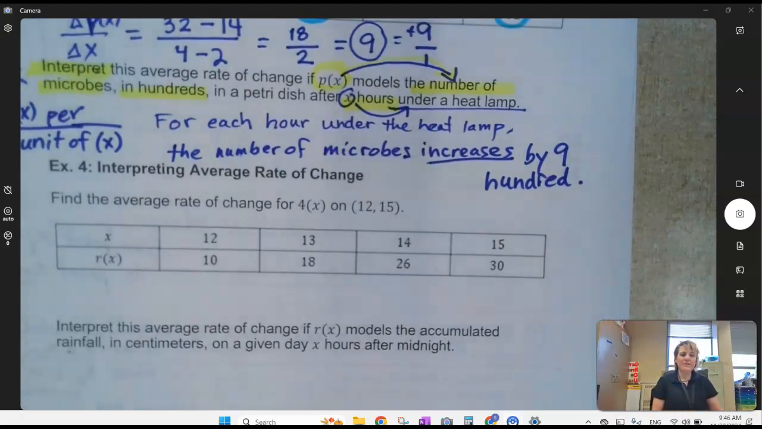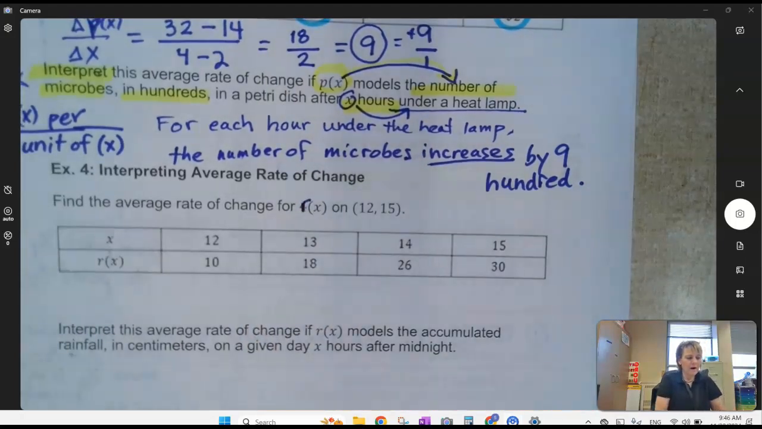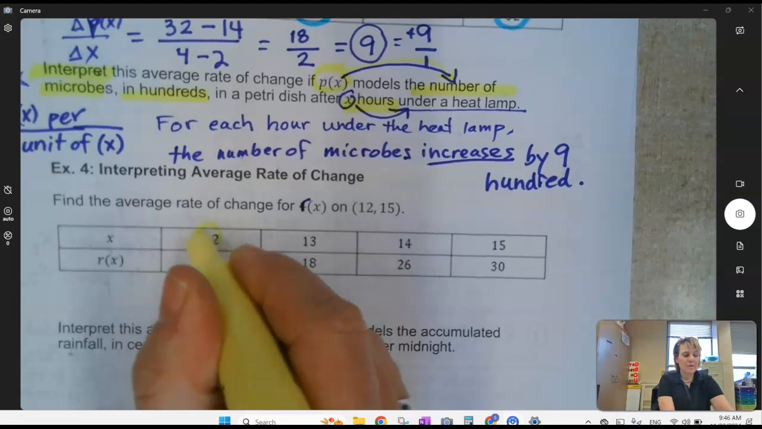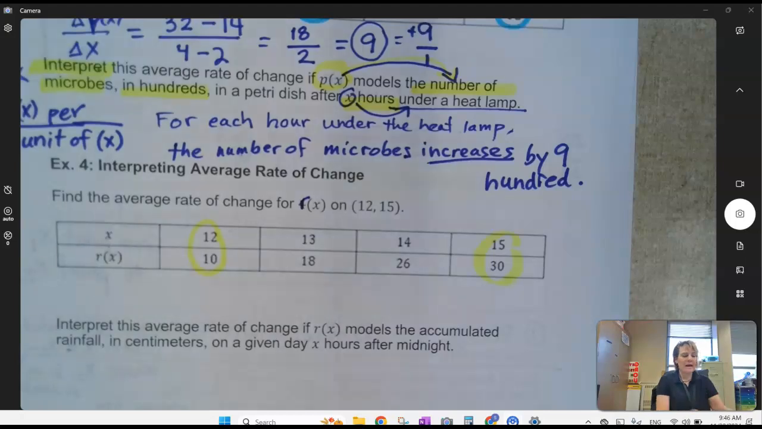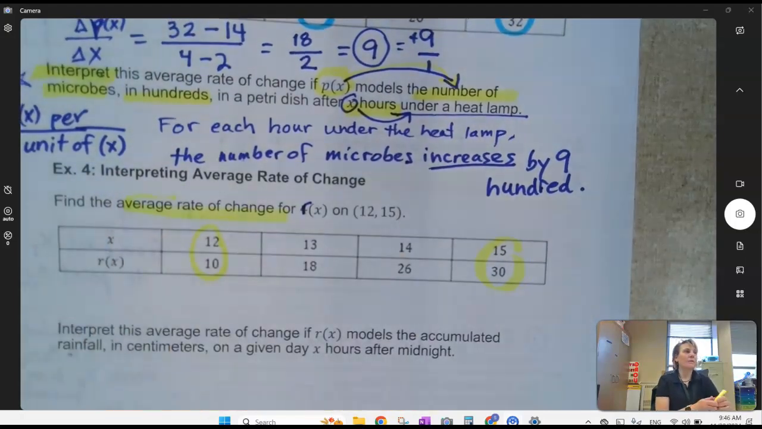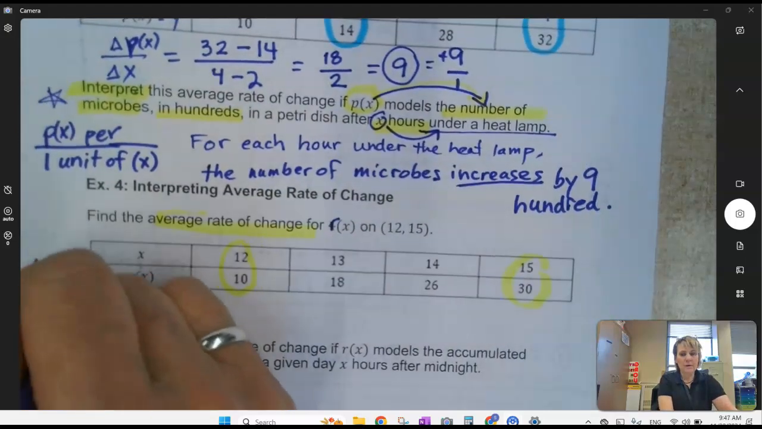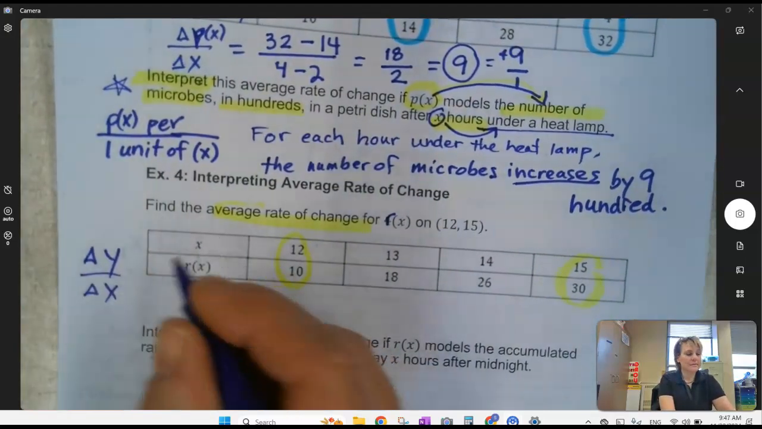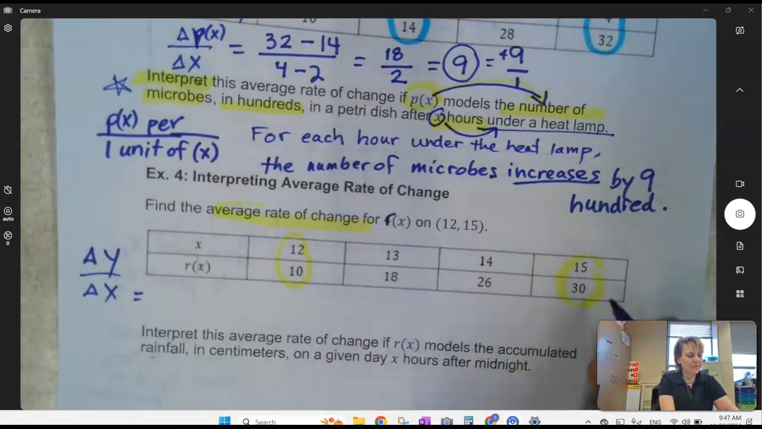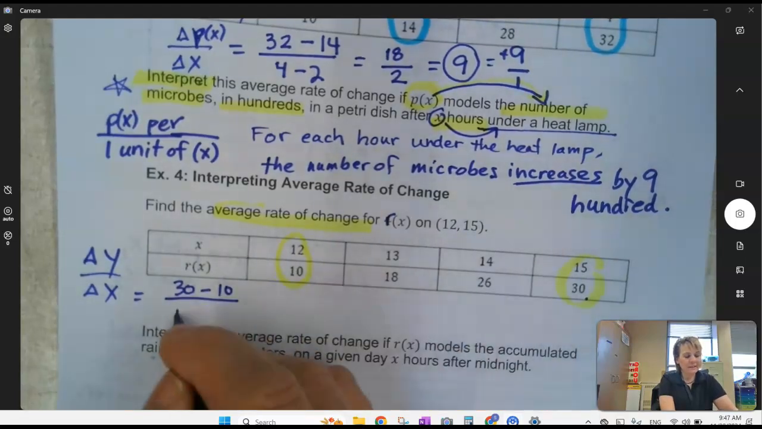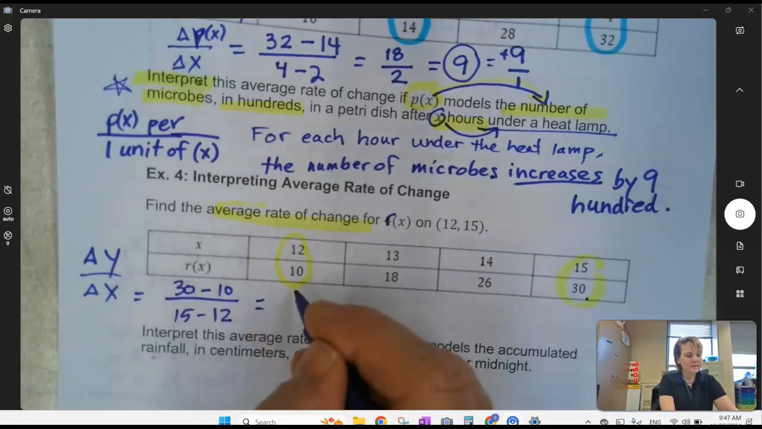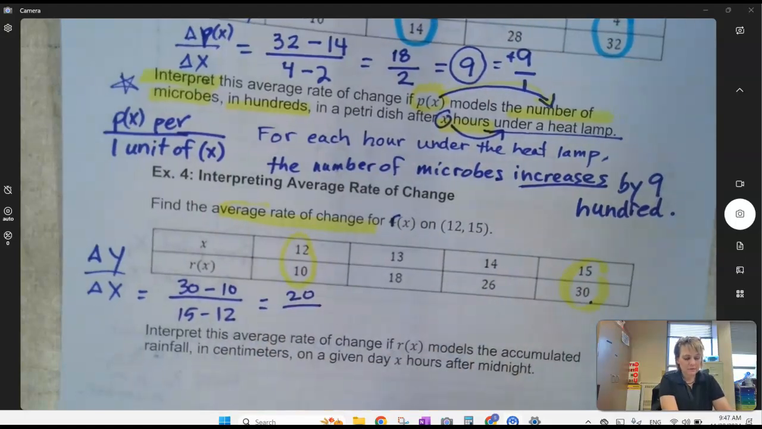So for the average rate of change for, I think this is supposed to be r of x, this is a typo, for r of x on 12 to 15. The 12 to 15 is our x values. We're picking the 12 here, the 15 here, and calculating the average rate of change. Delta y over delta x equals, the y values are 30 and 10, the x values are 15 and 12. So you have 20 over 3.